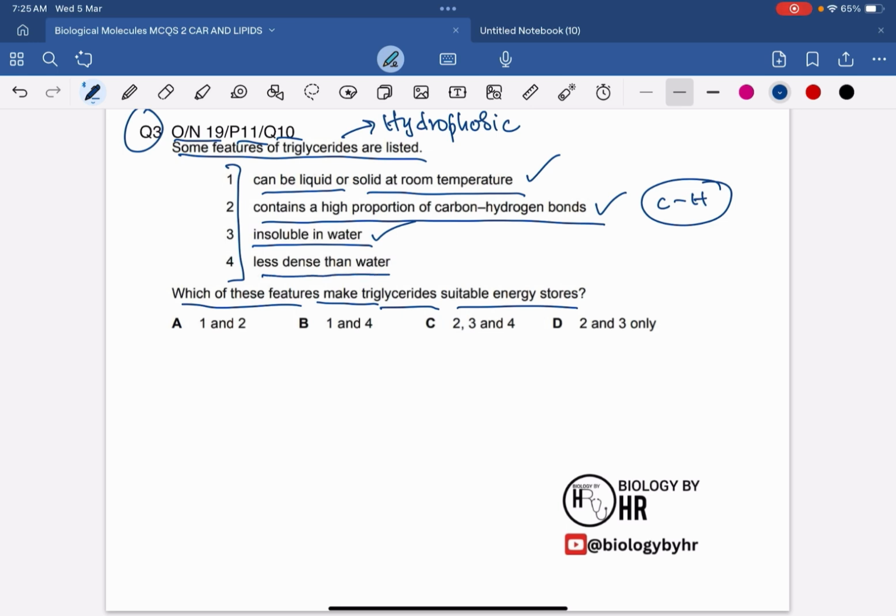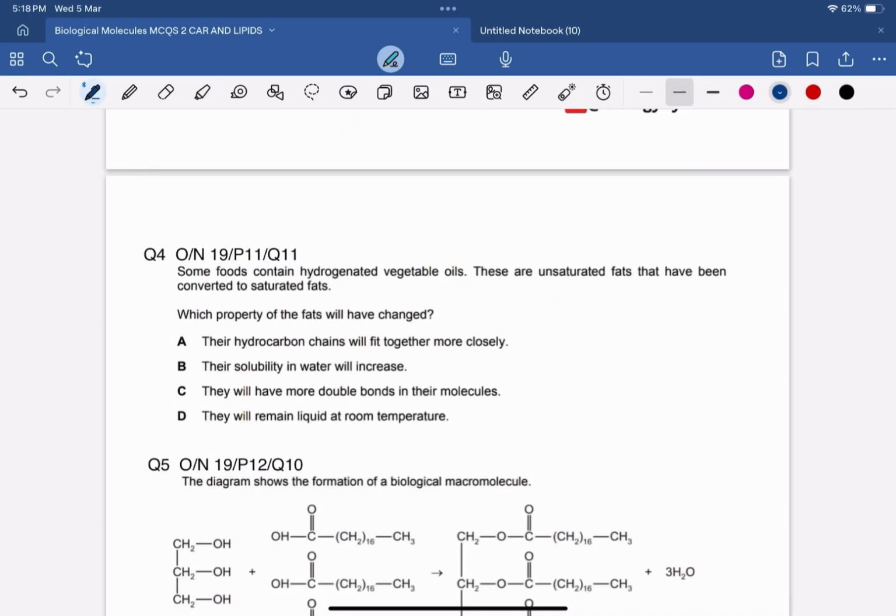Less dense than water. Yes, fat is less dense than water. Triglyceride is less dense than water, but it is not a suitable feature for the energy store, right? This statement is correct, but it is not a suitable feature for energy storage. The only two suitable features for energy storage are options 2 and 3, which means that option D is our correct answer.